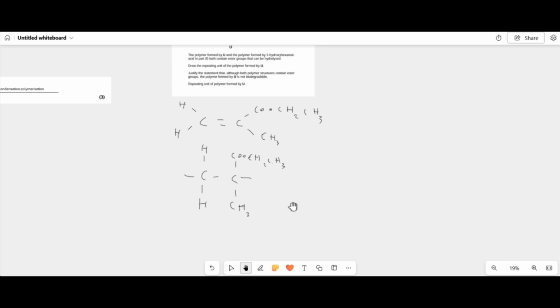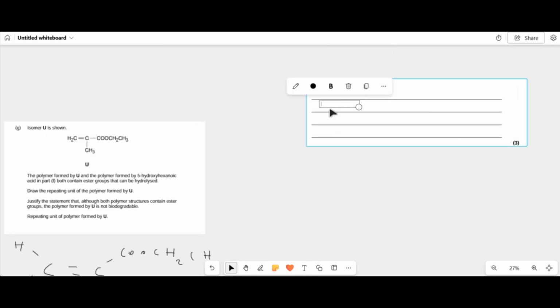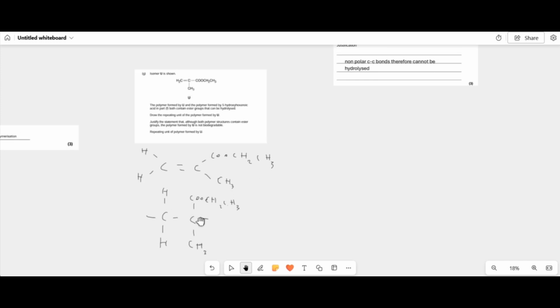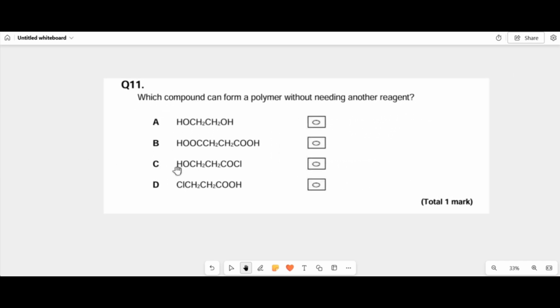Then it says justification for why it's not biodegradable. Obviously, it's because it has non-polar CC bonds. Therefore it cannot be hydrolyzed, or cannot be susceptible to nucleophilic attack, or whatever you want to write here. Because you've got those CC bonds, strict full line CC bonds. That isn't degrading.